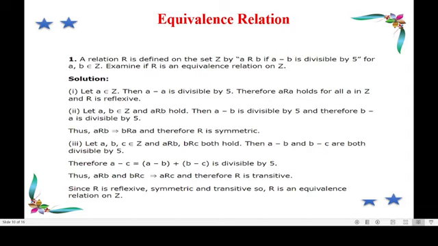Next, a minus b is divisible by 5 and b minus a is also divisible by 5. Therefore, R is symmetric. Next, a minus b and b minus c are both divisible by 5, so a minus c is too. So R is transitive. So it satisfies the reflexive, symmetric and transitive conditions. Therefore, R is an equivalence relation.